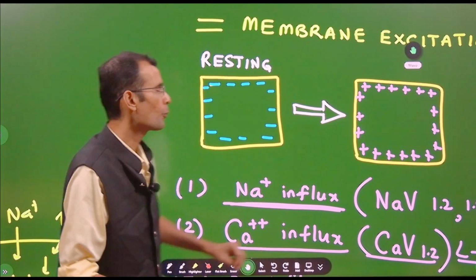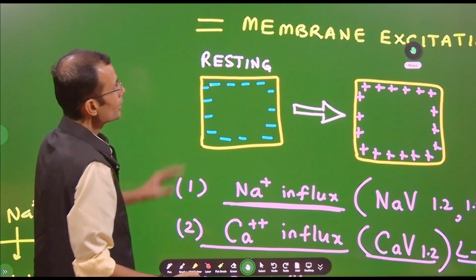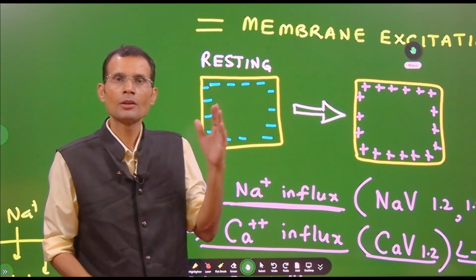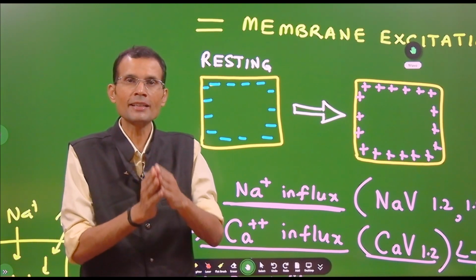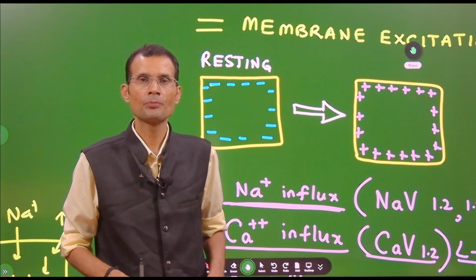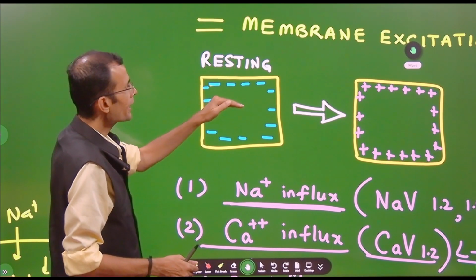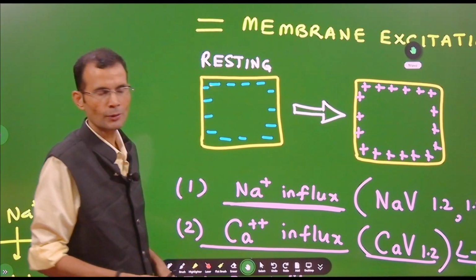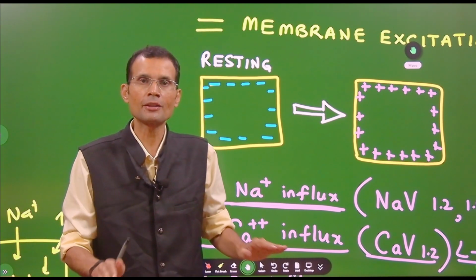Just add one more point here. Now, when the membrane is resting, we call it a polarized state, or the membrane is having a polarity, with more negative charges lined up just inside the membrane, on the inner aspect of the membrane. This is a polarized state.